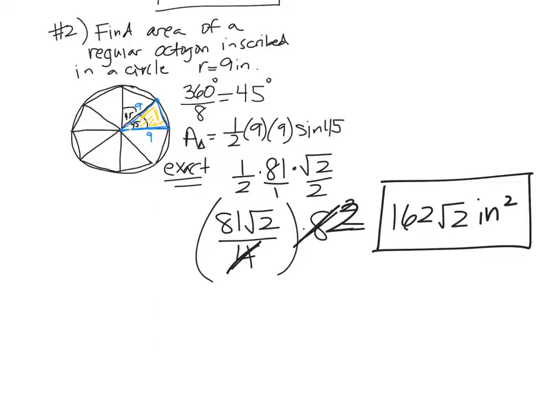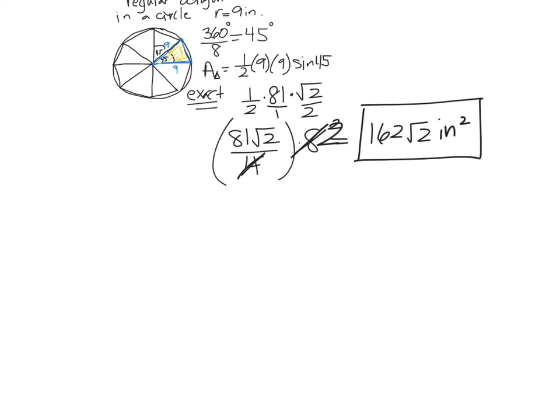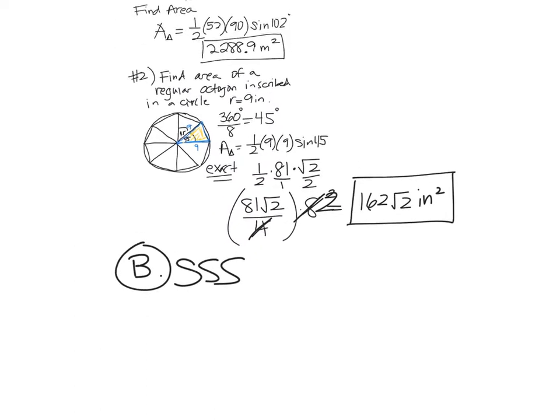It was a little tough, huh? A little harder one? Okay, so that's part A. That's the 1/2 of AB sine C. Now let's do part B, and this one is for the side area formula. Did you have a question on the last one?